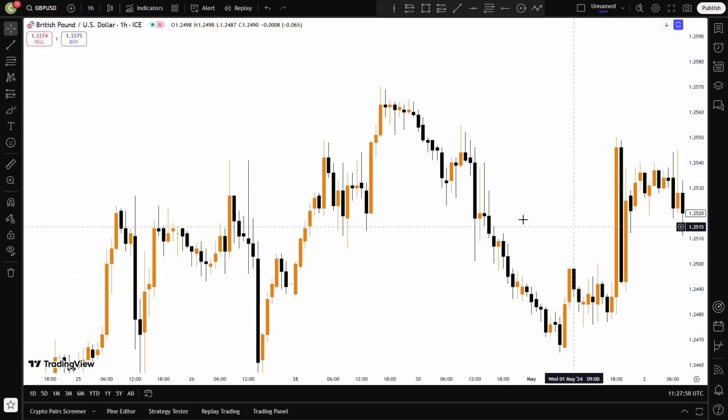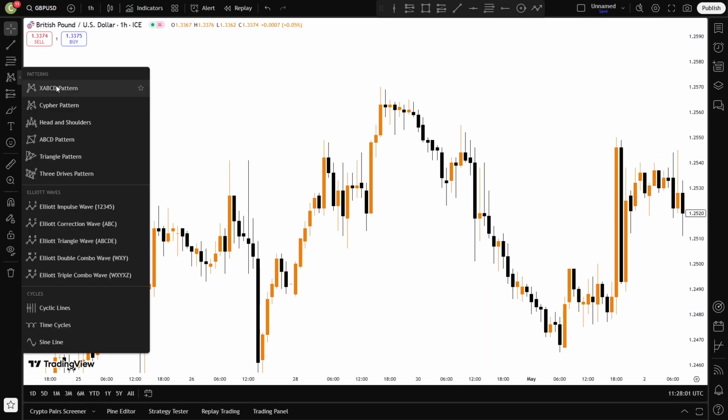So the next pattern after the cipher is the head and shoulders pattern. The head and shoulders pattern is a reversal pattern that signals a trend is likely to end and reverse. There are two types. We have the top, which appears at the end of an uptrend, and the bottom, which appears at the end of a downtrend.